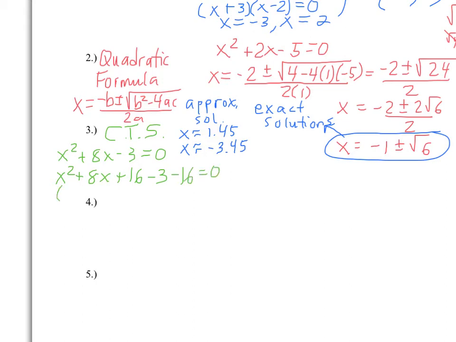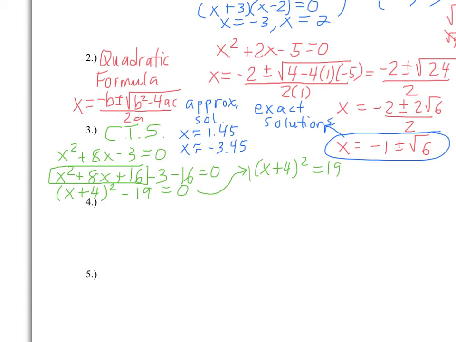Well, from there, I can factor this into two identical factors of x plus 4, right? So I'm looking to factor the trinomial part of this. So that is going to be x plus 4 times itself, so x plus 4 squared. And when I combine negative 3 and minus 16, I get minus 19, and then this is still equal to 0. Well, from there, if I were to add over 19, I have x plus 4 quantity squared equals 19.